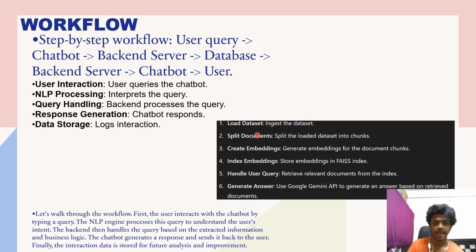The things which I have done till now are, first, loading of the dataset, and then we split the documents into different chunks. Now from those chunks we create embeddings using a model, and for that we are using the GPT small model for our embedding creation. Then we index the embeddings, which stores the embeddings in a FAISS index, and then handle the user query and generate the proper answer based on the query.